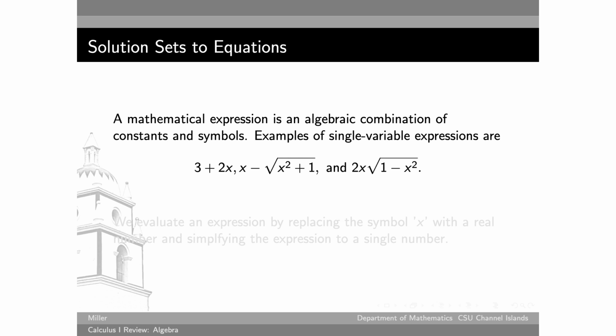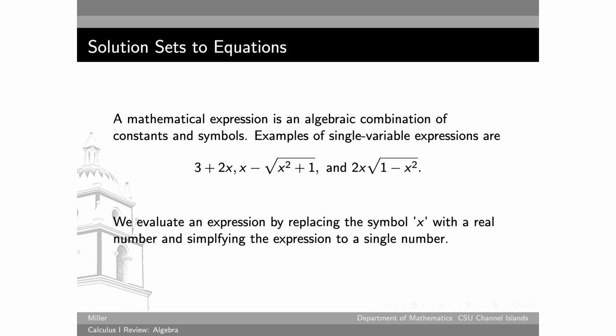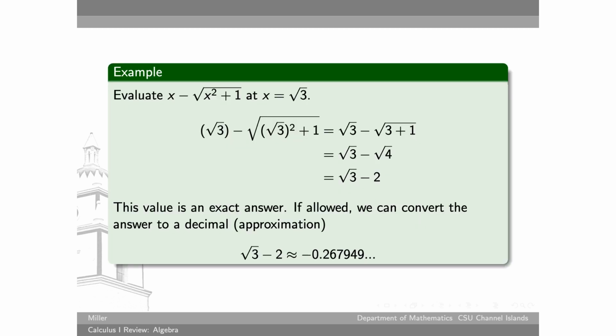Solution sets to equations. A mathematical expression is an algebraic combination of constants and symbols. Examples of single variable expressions are shown here. We evaluate an expression by replacing the symbol x with a real number and simplifying the expression to a single number. Study this example where we start with an expression and we evaluate it at a value for x, the square root of 3.